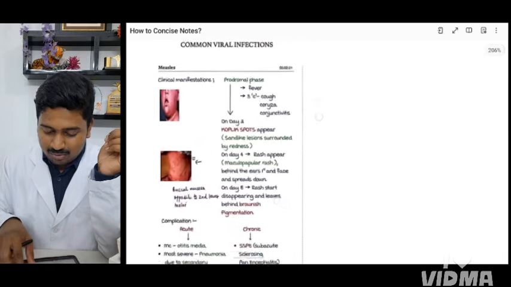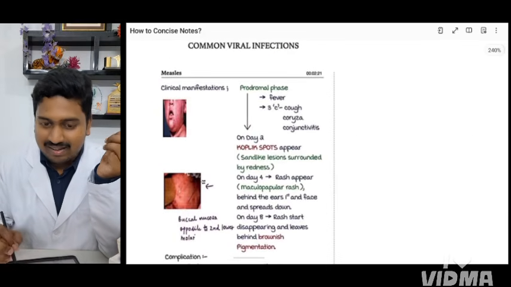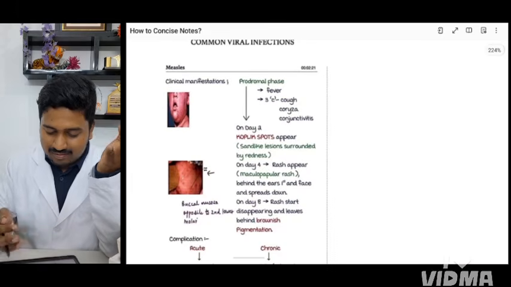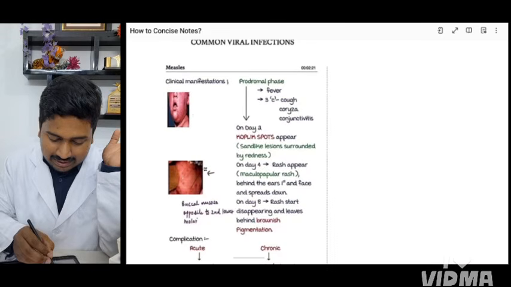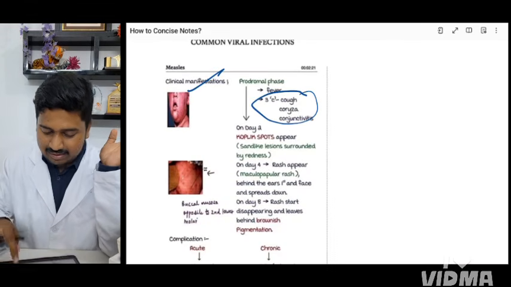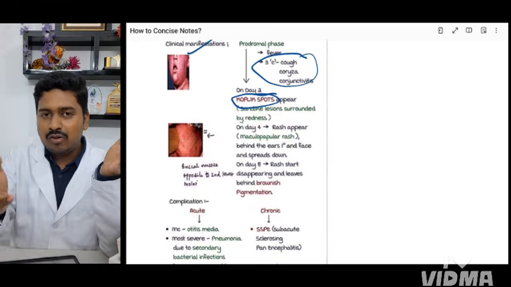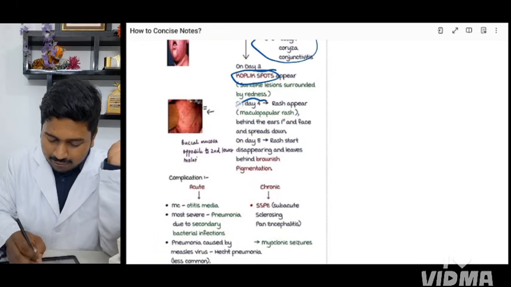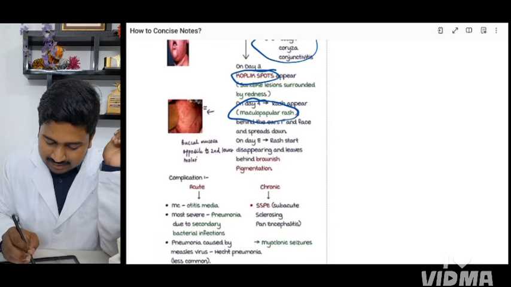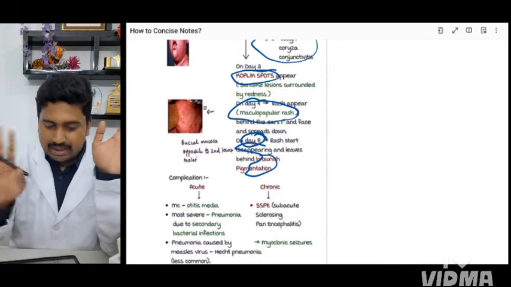Similarly, this is the rapid revision notes of Marrow under pediatrics. So if you ask me what will I see in this, my first thing will be the first clinical manifestation. I have 3 C's done. Next, I have Koplik spots. I know what Koplik spots are. I don't want to read again. Day 4 maculopapular rash, done. Next, on day 8 they disappear with brownish pigmentation, done.